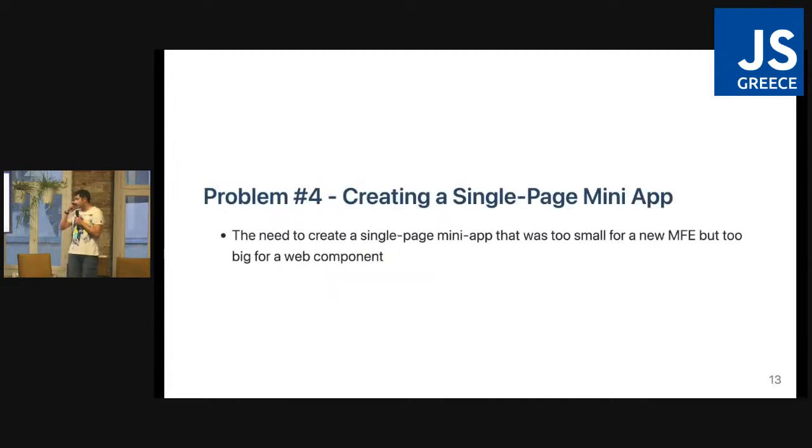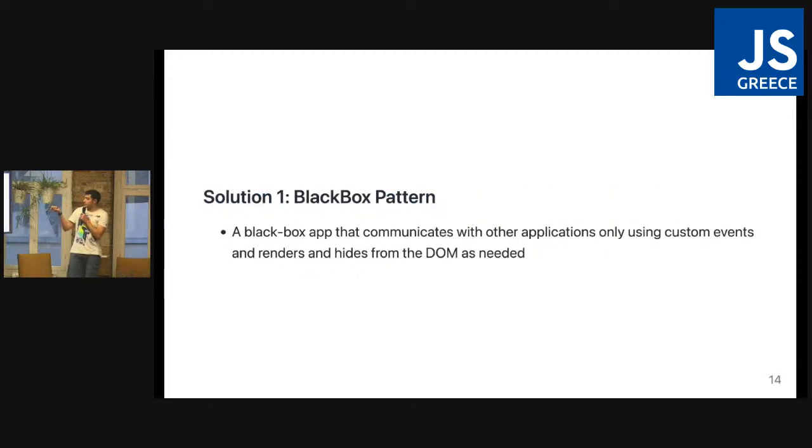Problem number 4 was creating a single page mini application. We had a feature where we wanted to have a single page app, but its domain was pretty complex, meaning that it didn't make sense to have this in a micro-frontend of itself, but it also didn't make much sense to have it as a web component because its implementation was really complex. So what we decided to do was create a pattern of our own, which didn't exist because, as we said, it was kind of like a greenfield back in 2019, the world of micro-frontends.